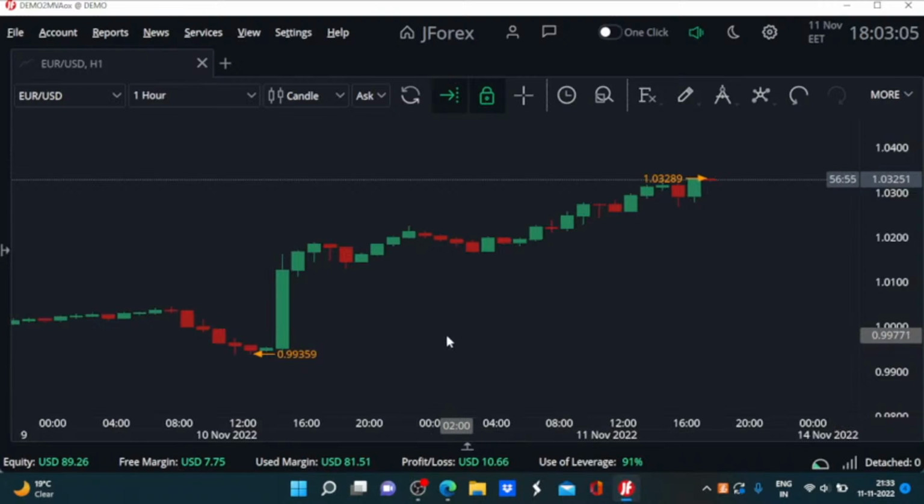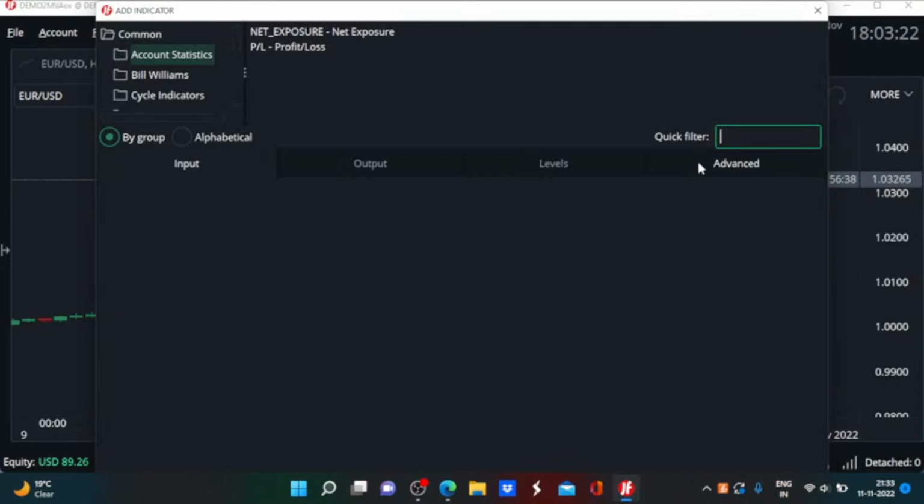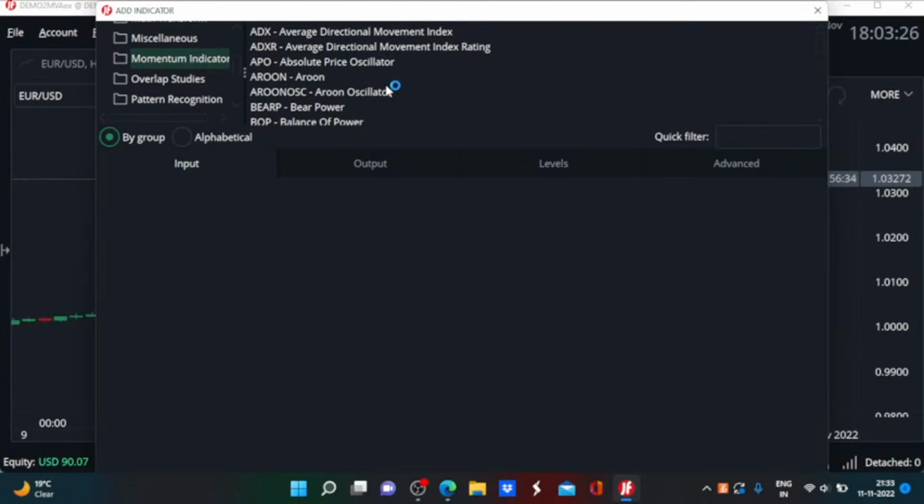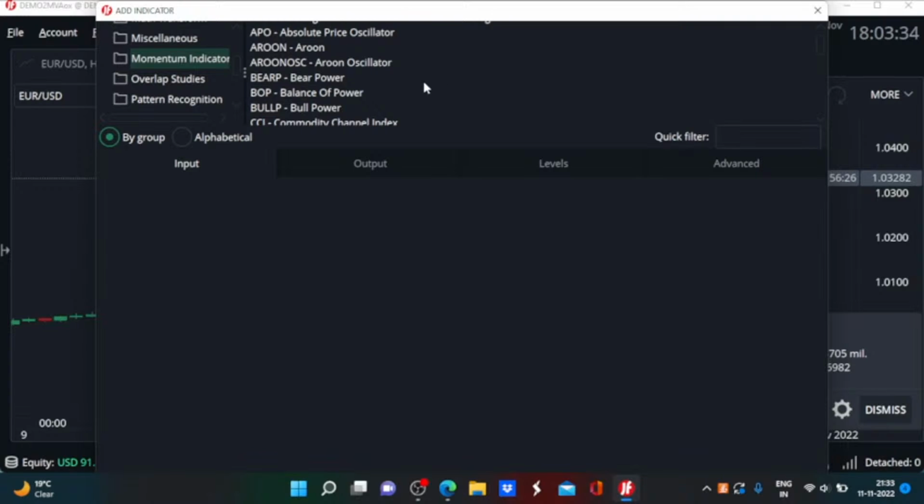This is the Euro USD chart drawn on the hourly candle period. Here you can find this indicator, the positive directional indicator, simply by doing a quick search, or if you want to know where it is listed, you can take this add indicator approach as well. It is amongst the momentum indicators. And if you have been trading in the market for some time, you might have the idea that this is part of the ADX indicator.